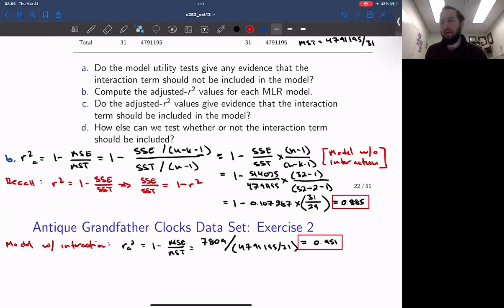So that would be the computation of the adjusted R squared based purely off of the values from the ANOVA table, which is the easier way to do it, rather than having to adjust the R squared.